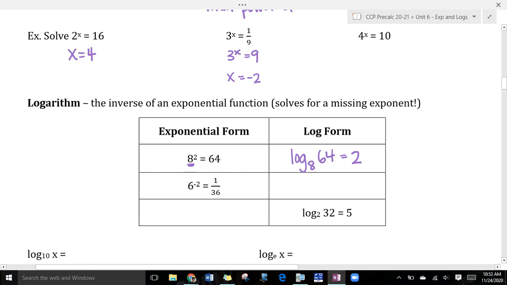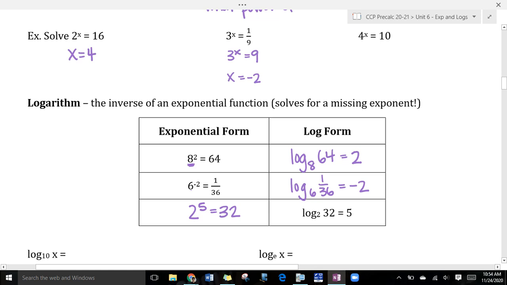Okay, so let's try 6 to the negative 2 equals 1/36. So I'm going to say log, what power of 6 is 1/36? It's negative 2. Okay, so again, 6 the base. 1/36 is what our answer was. Negative 2 is what the exponent was. Let's see if we can go backwards. So this is saying log, or what power of 2 is 32? It's 5. So that must mean that 2 to the 5th is 32.